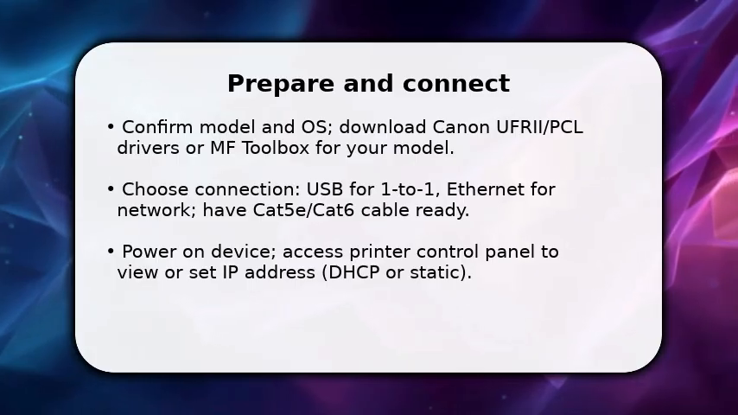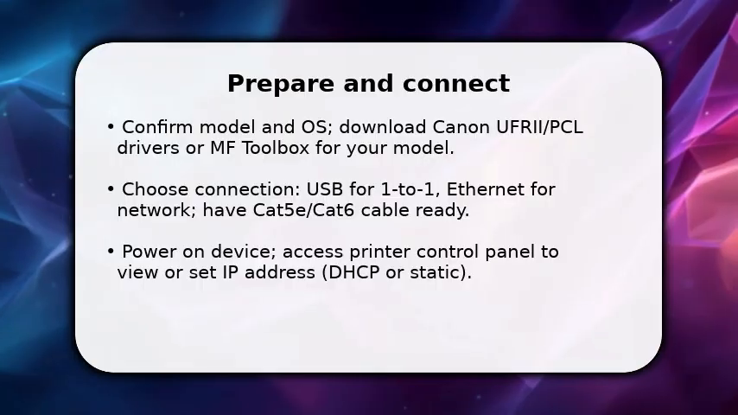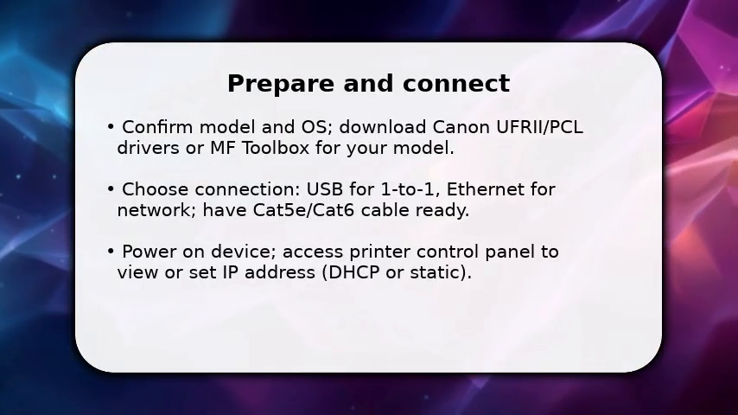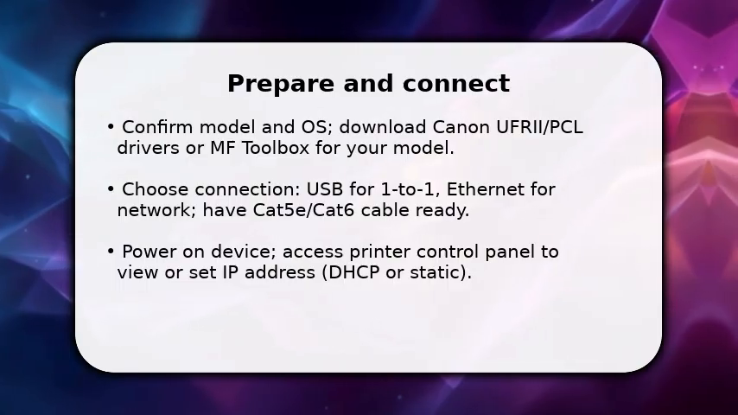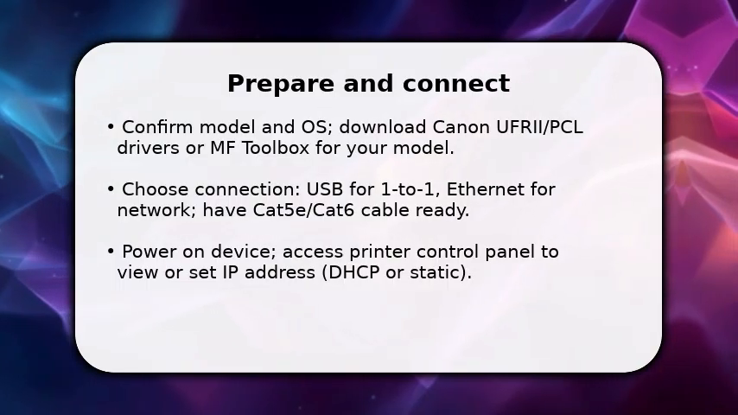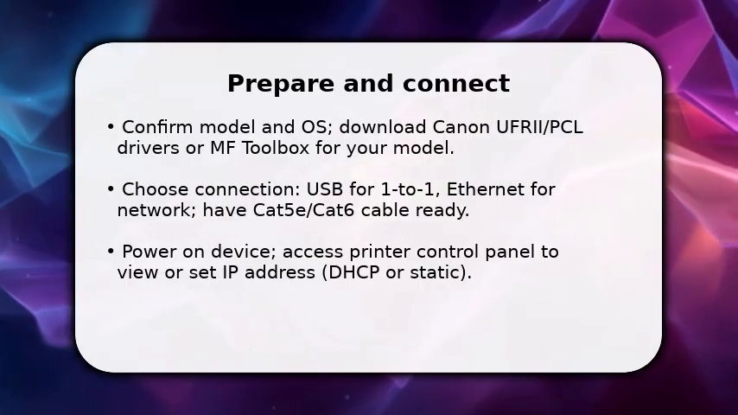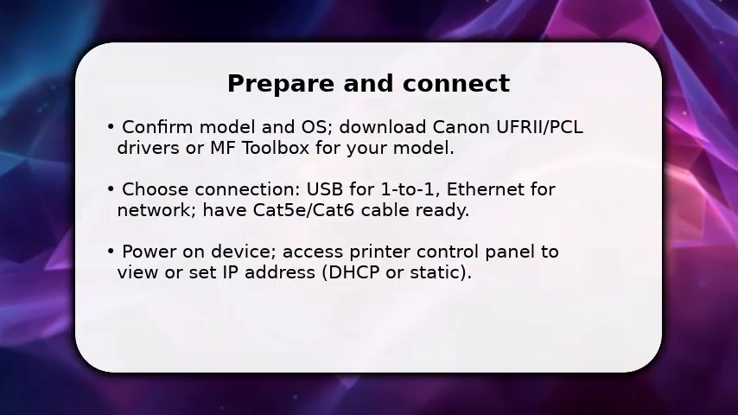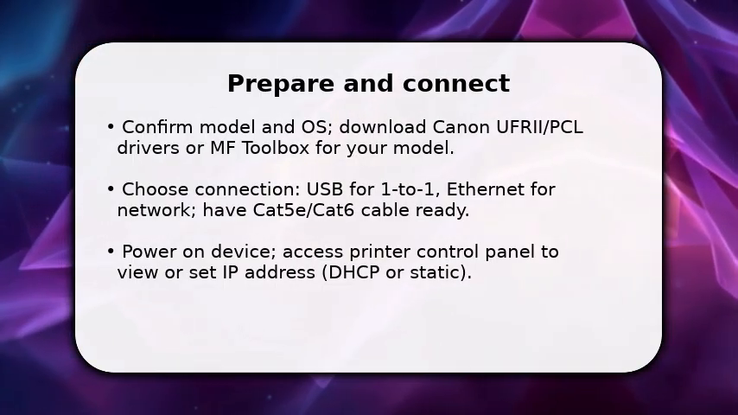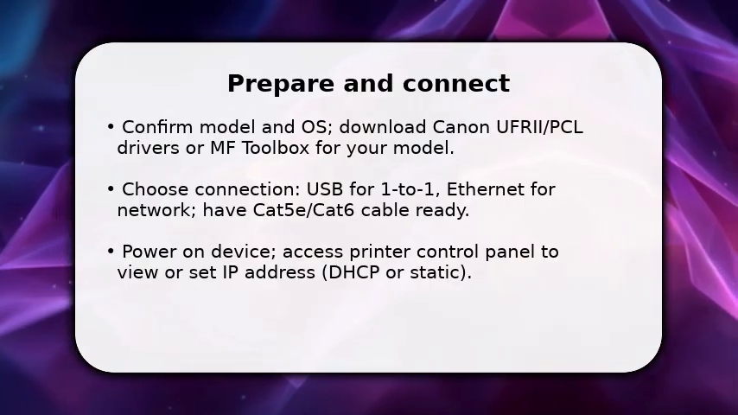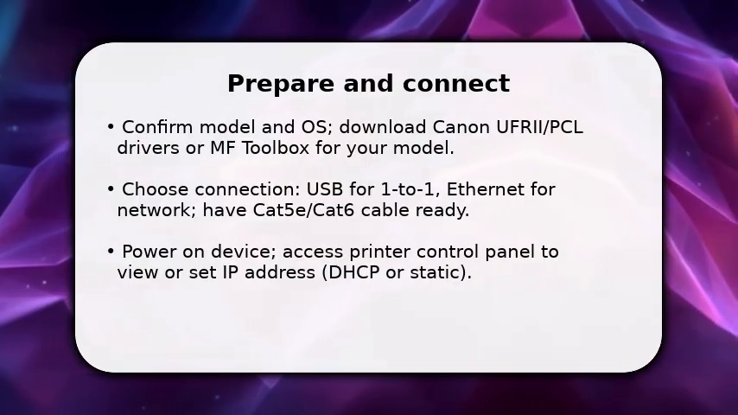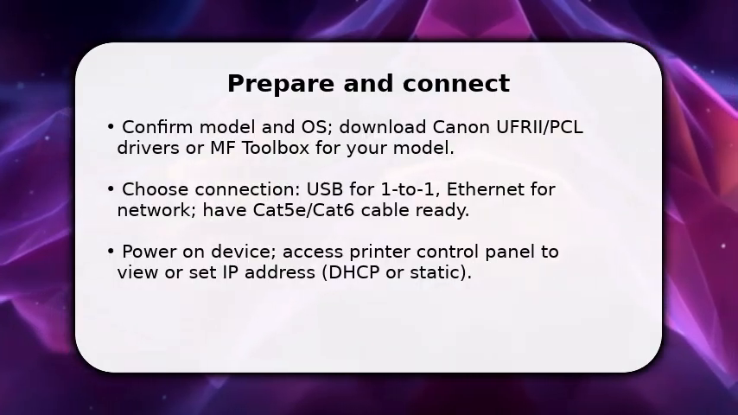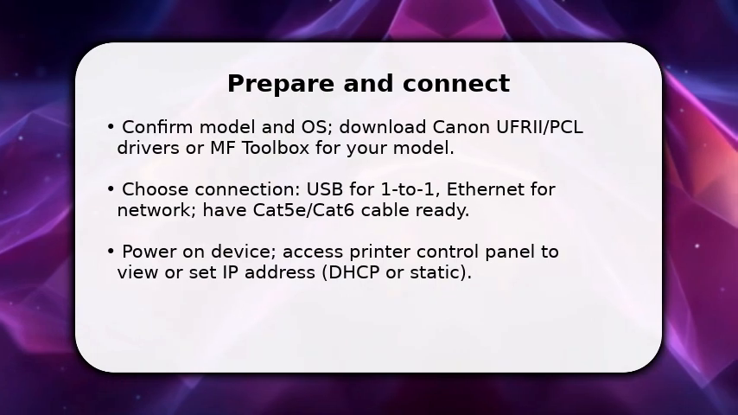You start by confirming the exact ImageRunner model and your computer OS so you download the correct driver. Once done, decide USB for a direct link or Ethernet for network access, then plug in Cat5e/Cat6 and power the machine. Make sure to open the printer's control panel to view the current IP address. If none exists, set DHCP temporarily so the printer grabs an address. This gets you to the point where the computer and device can communicate.